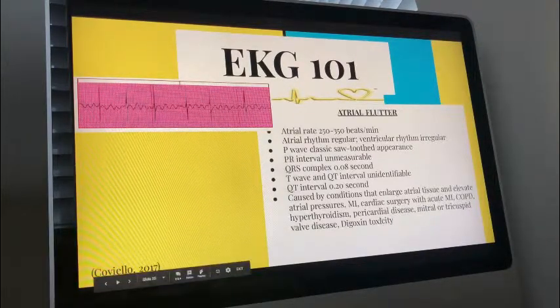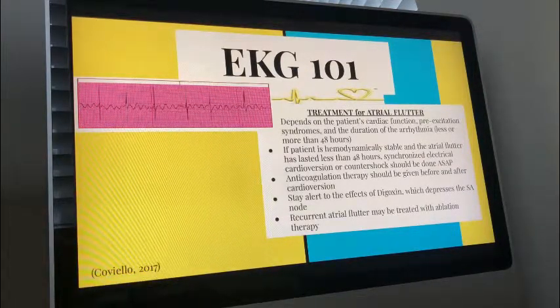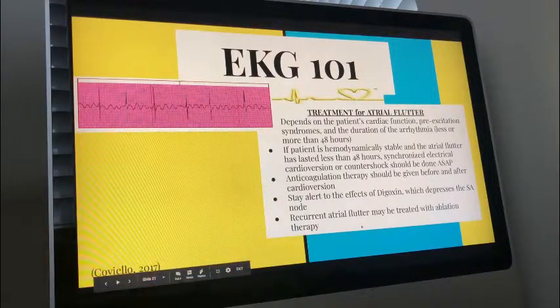It can be caused by conditions that enlarge atrial tissue and elevate atrial pressures. These are other causes. The treatment depends on the patient's cardiac function, if it's pre-excitation syndromes and the duration of the arrhythmia. If the patient is hemodynamically stable and the atrial flutter has lasted less than 48 hours, you have to do synchronized electrical cardioversion or countershock as soon as possible. Anticoagulation therapy should be given before and after cardioversion, and stay alert to the effects of digoxin, which depresses the SA node. Recurrent atrial flutter may be treated with ablation therapy.